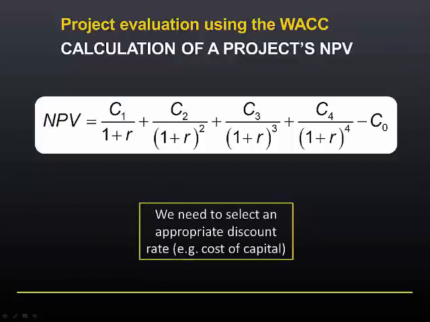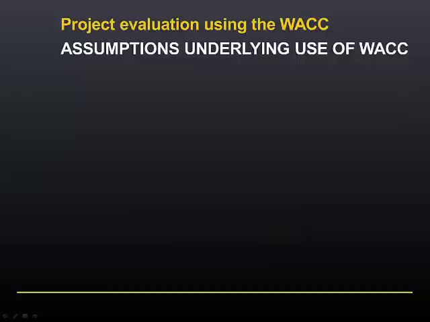Whilst that's generally the case, it's not always true. There are some circumstances where it's not appropriate to use the weighted average cost of capital as a discount rate. In this and the next two modules, we'll look at those situations. If we are evaluating a project using NPV and using the cost of capital as the discount rate, then we are implicitly making certain assumptions, and if those assumptions are not valid, then we cannot use the WACC in those circumstances.